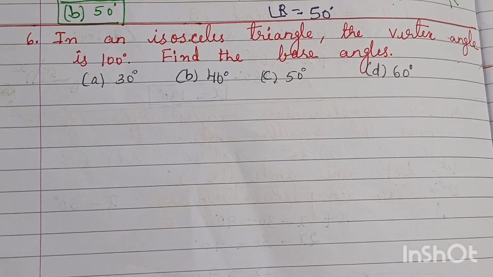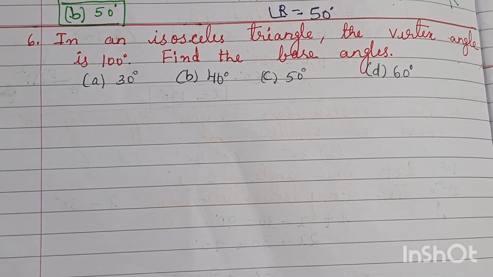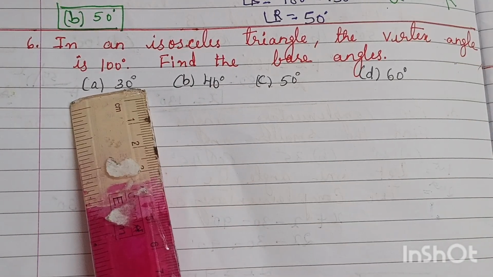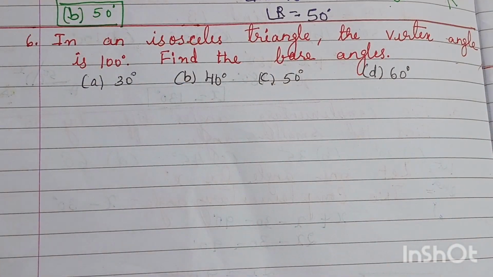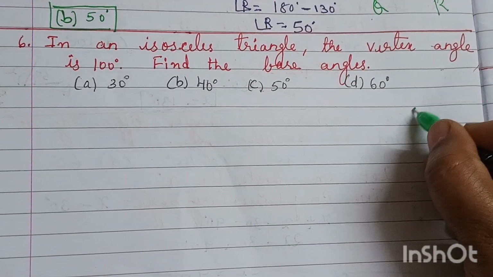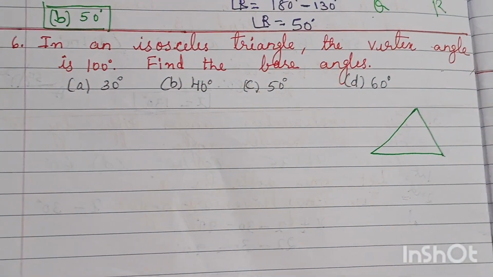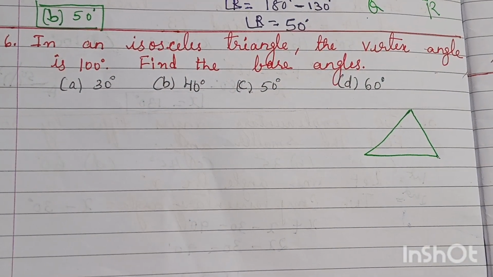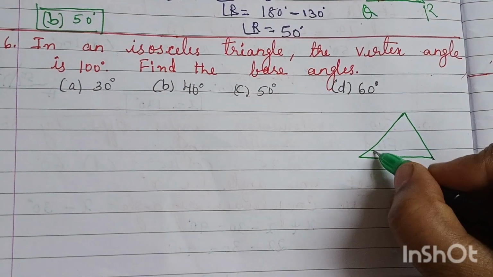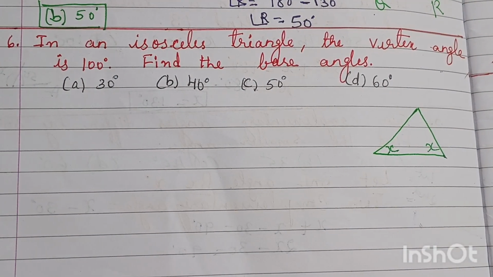Next question: in an isosceles triangle, the vertex angle is 100 degree. Find the base angle. So we have to find the base angle. Isosceles triangle means any two sides are equal. It has twins, and the name of this triangle is isosceles triangle. So it means the base angles are x and x, the base angle is x degree.